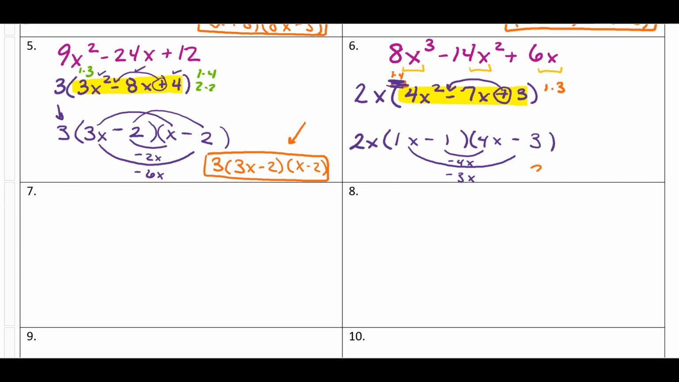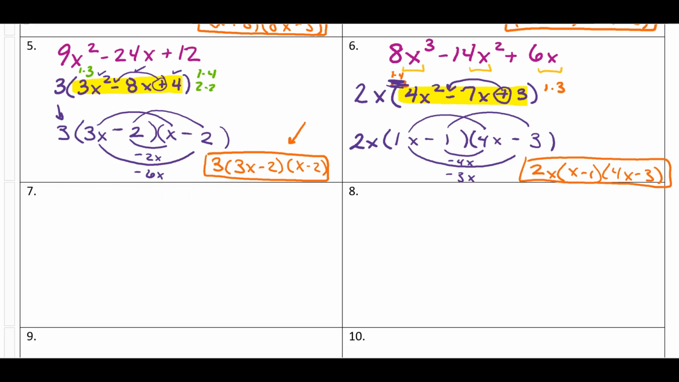We're going to rewrite it as 2x times x minus 1 times 4x minus 3. Do a quick double check. No greatest common factors that I missed here. x minus 1, nothing in common. 4x minus 3, nothing in common. And of course, double check to see x times 4x is 4x squared. Negative 1 times negative 3 is positive 3, and our middles match up.